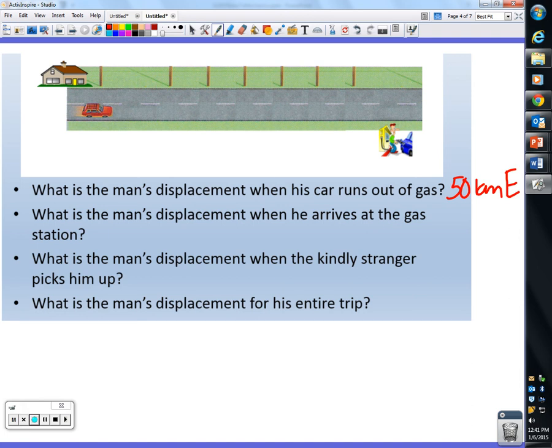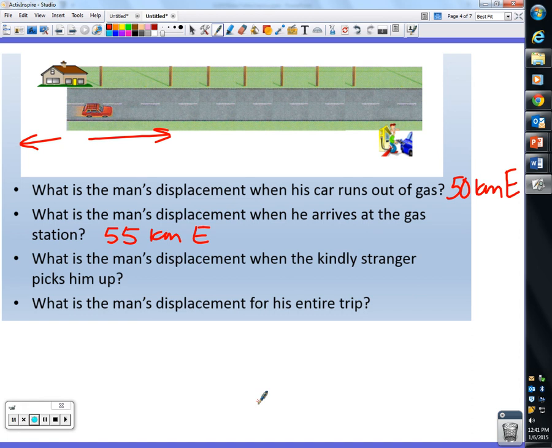Because displacement is a vector quantity and it needs to tell us magnitude and direction. So he went 50 kilometers, but which way did he go 50 kilometers? If you want to describe his motion, there's a big difference in him moving 50 kilometers this way versus 50 kilometers that way. Okay? Second question, displacement when he arrives at the gas station. 55 kilometers east. Yes.